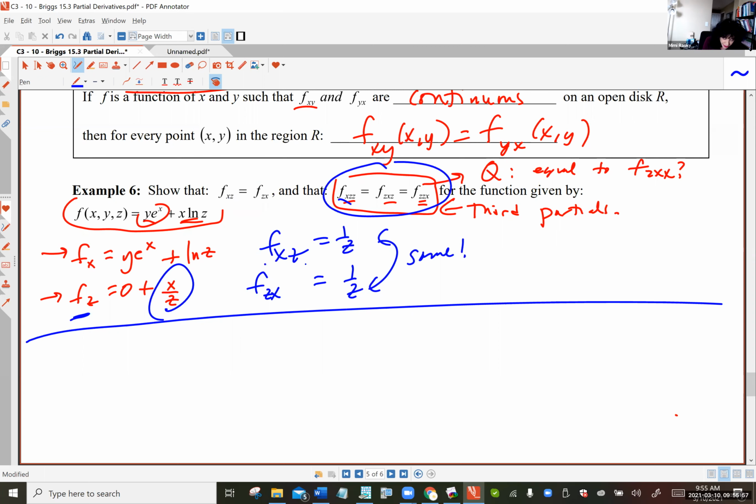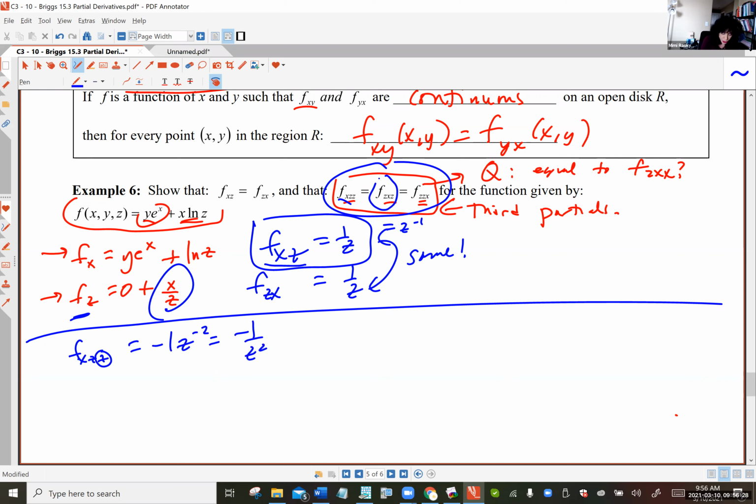Well, we already have fxz right here. So fxzz is just look at fxz, which we have, and I'll rewrite it as z to the negative 1, and take the derivative of that with respect to the very last letter, which is z. So that's just going to be negative 1 z to the negative 2, which if I rewrite it with positive exponents looks like that. Fine.